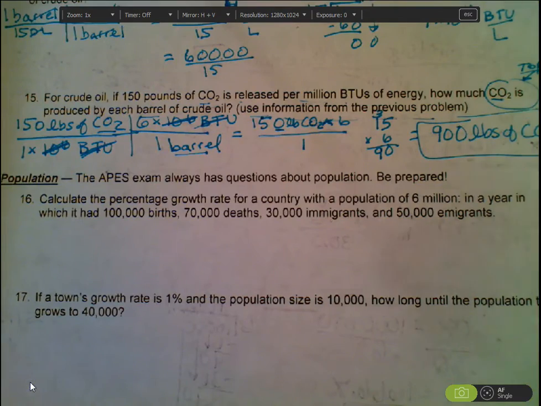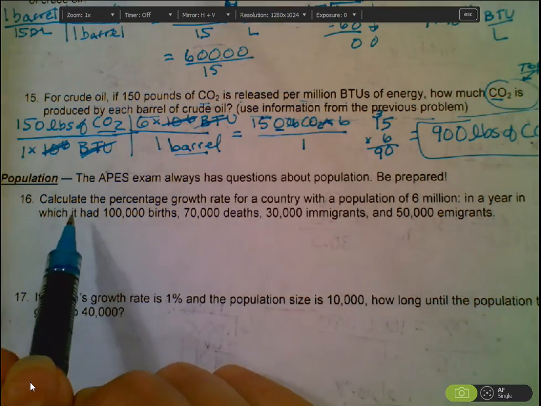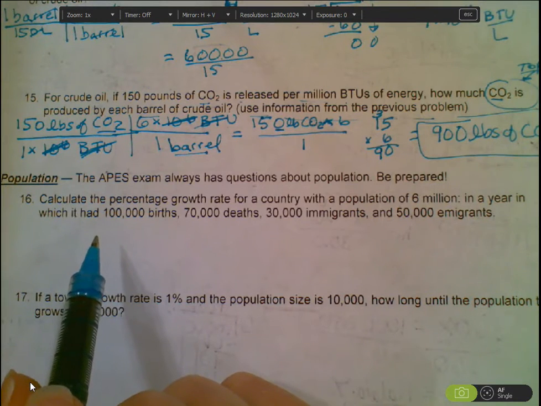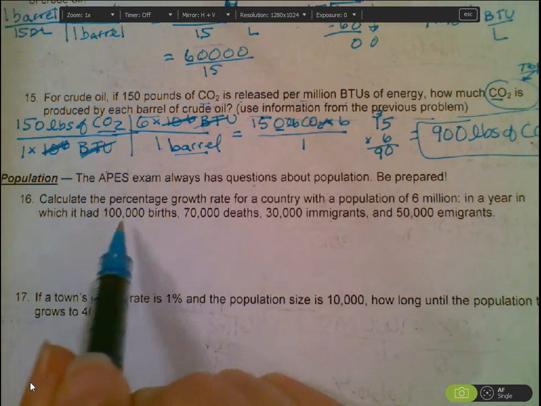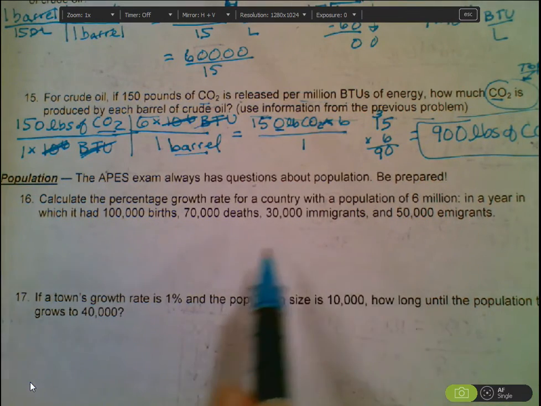So for number 16, this growth rate problem, calculate the percentage, or I'm sorry, population problem, but calculate the percentage growth rate for a country with a population of 6 million. In a year in which it had 100,000 births, 70,000 deaths, 30,000 immigrants, and 50,000 emigrants.